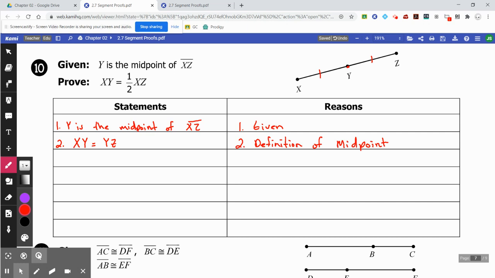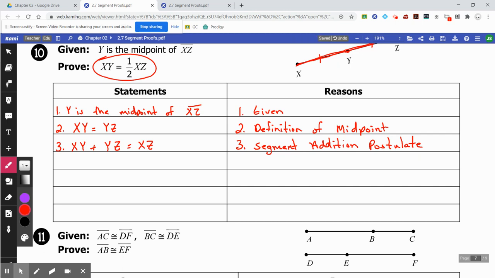Next, we need to ask ourselves, what else do we know? Since it's a line segment, if you add XY and YZ together, you get the whole thing. That's by the segment addition postulate. The only problem is that's pretty much all the information that's straightforward. So from that plain and simple information, how can we get to this now?